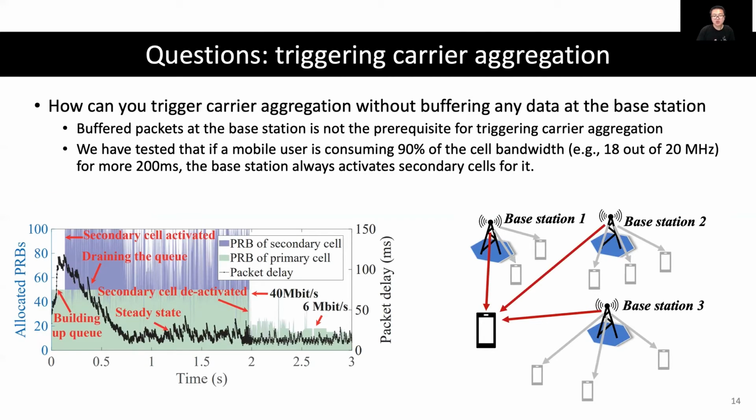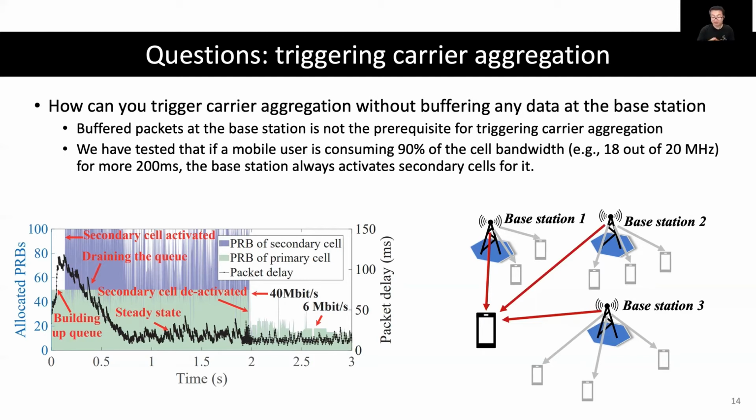Another question is about triggering carrier aggregation. Our goal is to match the sending rate to the capacity so that we can minimize the packet buffering in the network. So the reviewer asks, how can you trigger the carrier aggregation without buffering data at the base station? Indeed, we have an example in our paper showing that when a user triggers packet buffering at one base station, the cellular network observes that and activates multiple cells to deliver data to this user.